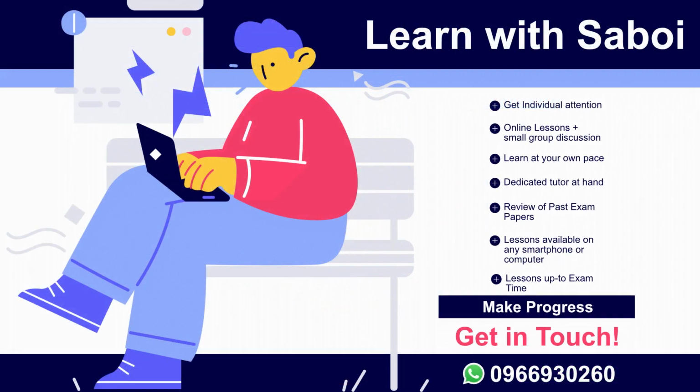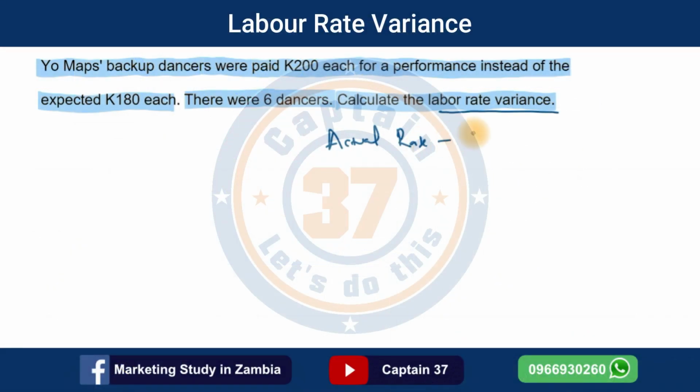To remind ourselves, the formula for the labor rate variance is actual rate subtract the planned rate, and this is then multiplied by the number of hours worked. Okay, the number of hours or quantity. So let's identify this information.